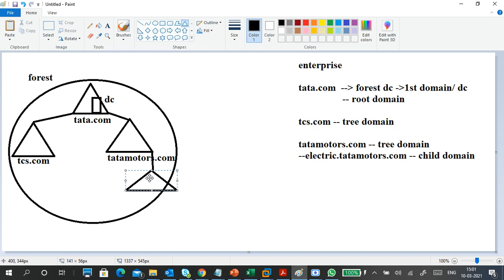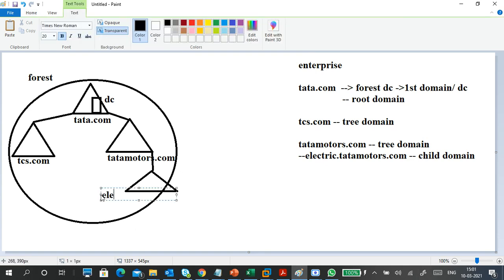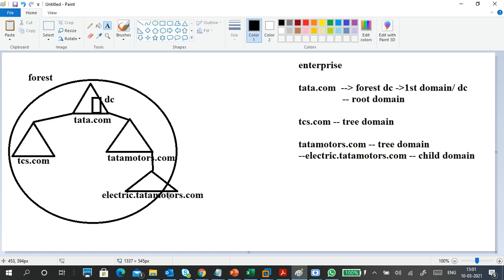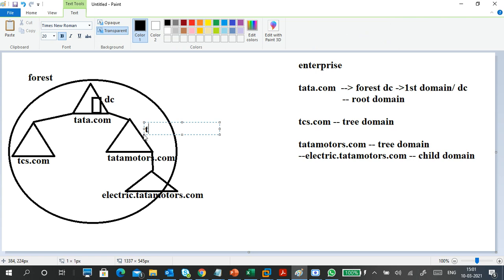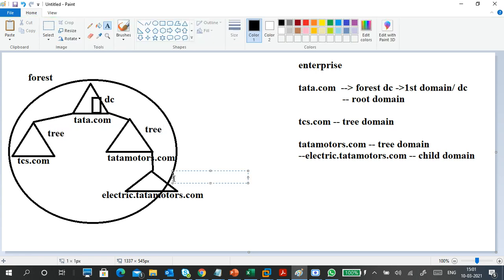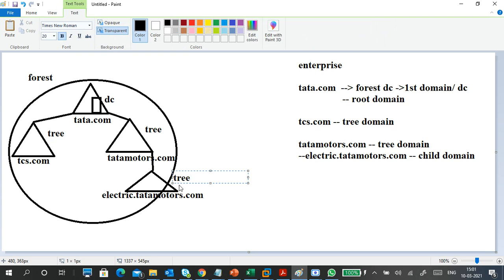Maybe you can type like this. It is coming out, but still okay. No problem. Try to understand that everything is inside only. So I put electric.TataMotors.com. So this is TataMotors.com, and this is a child domain. These two are trees, and this is the child. This is a tree domain, and this is a tree domain. No, no, this is the child.